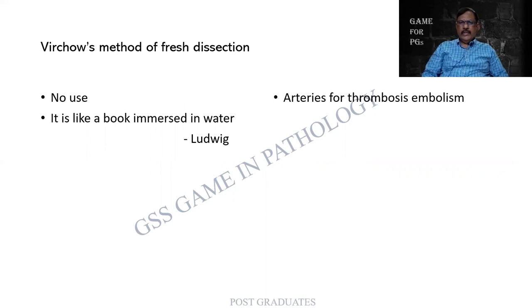There are different methods of dissecting the brain. One is supposed to be a fresh dissection. And this is the comment of Ludwig regarding a fresh dissection. It is not of much use. It is like a book immersed in water. So not of much use. Obviously, it will be collapsing. It will not be very consistent. But of course, we can look for arteries for thrombosis or embolism.